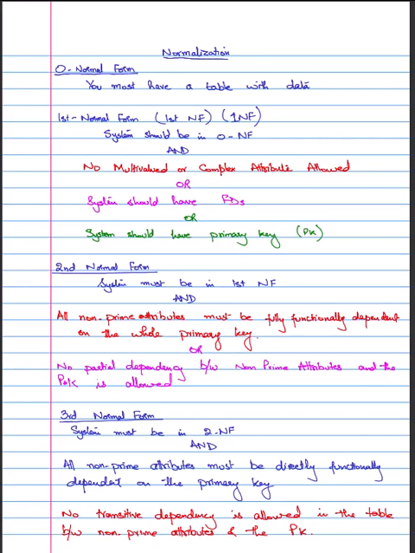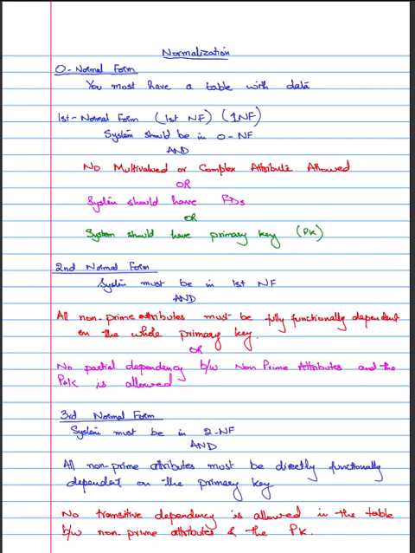For example, if we have four attributes A, B, C and D, and the primary key is the composite AB, this means C will depend on AB, not on either A or B individually but on the whole AB. Similarly, D will also depend on the whole AB, not on either B or A alone, but it must depend on the whole primary key. Or we can say no partial dependency.